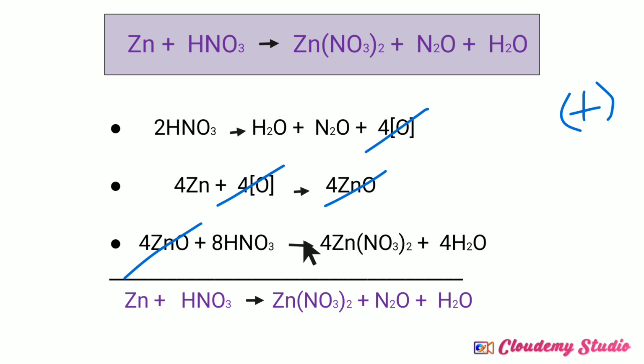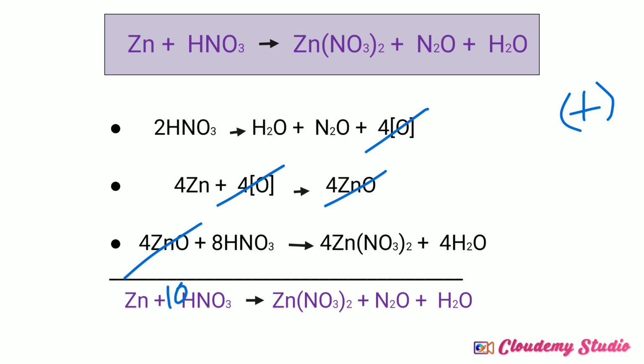Now, any other same substance on the opposite sides? Let's check. Any other same substance? No. But this nitric acid is the same substance present on the same side. If the same substance is present on the same side, we need to add together. So as a result, 8 moles of nitric acid plus 2 moles of nitric acid, 8 plus 2, becomes 10. So 10 moles of nitric acid, we need to write.